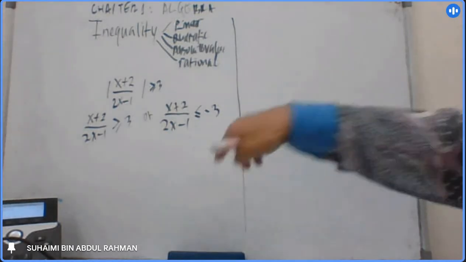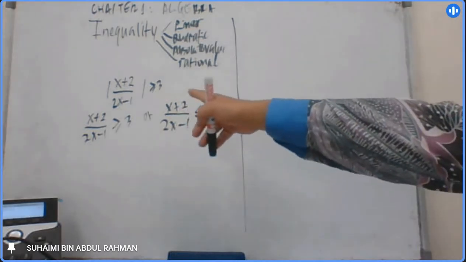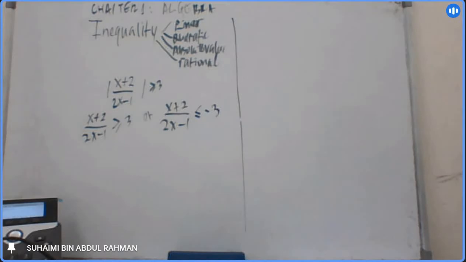How do we get this? You refer to the properties of absolute value for inequality. Either (x+2)/(2x-1) greater than 3, or (x+2)/(2x-1) less than -3. For the case of absolute value, (x+2)/(2x-1) greater than or equal to 3.